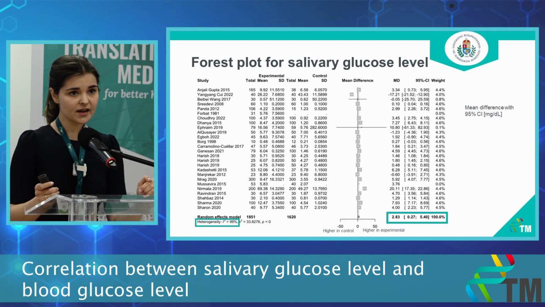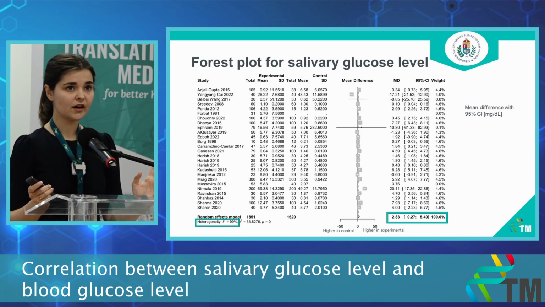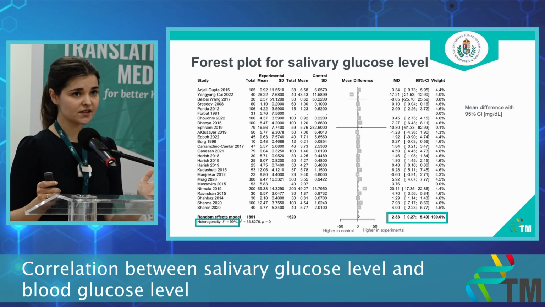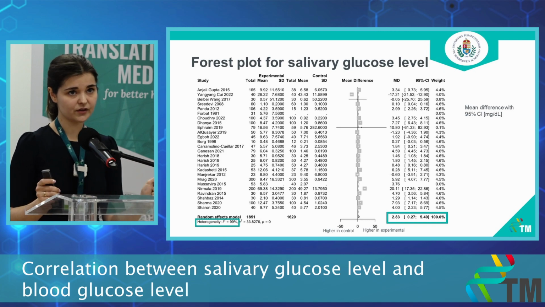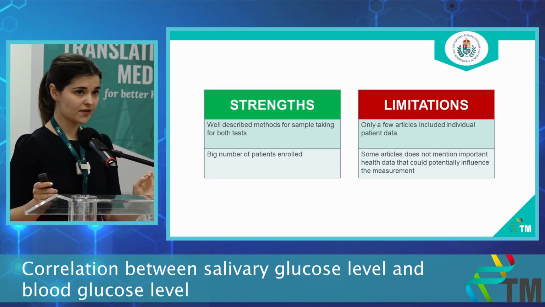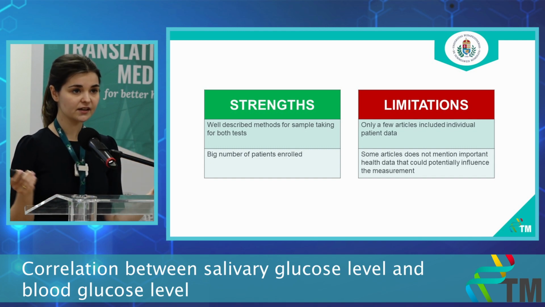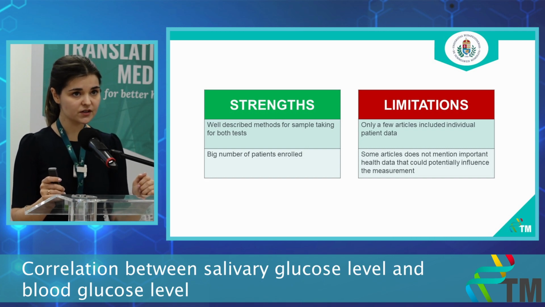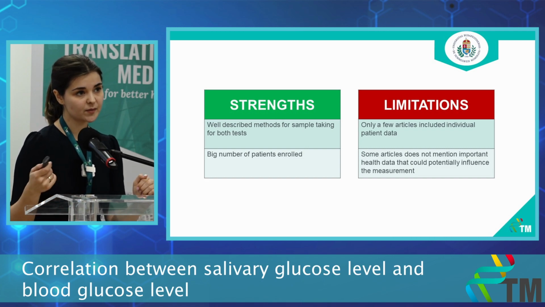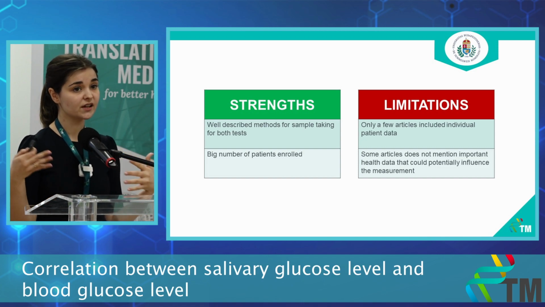And as you see, our difference is statistically significant, but based on the findings that we had based on the IPDs, it could not be clinically significant. So we have to check if there's relevance for these mean differences. For strength, I have to mention that all the methods that the articles describe are very well described based on the sample takings, and they enrolled a big number of patients. However, only a few articles included the IPDs, and some articles don't mention potential health data that could potentially influence the measurements.